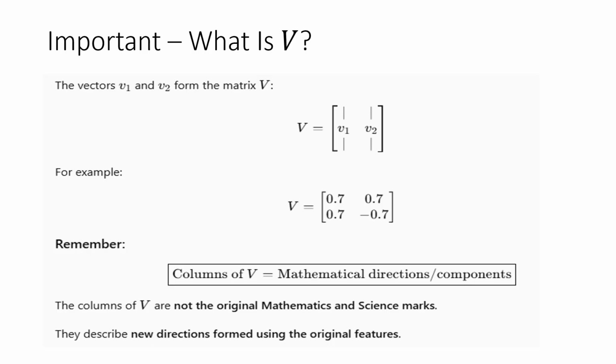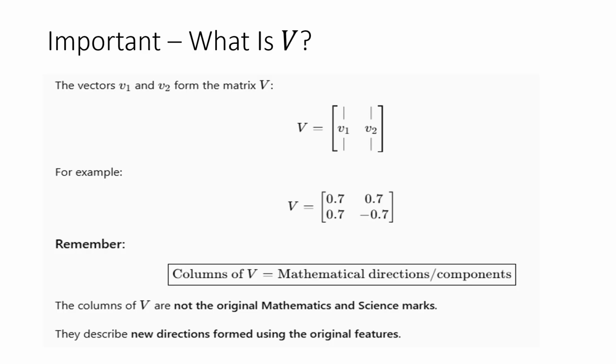It shows that the two features are contributing in a positive direction. Consider the first vector V1, that is 0.7, 0.7. This shows that the two features are contributing in a positive direction, and we may consider it as a mathematical direction, or the overall academic performance direction. Now consider the second direction, that is 0.7 and minus 0.7, where mathematics has a positive coefficient and science has a negative coefficient.